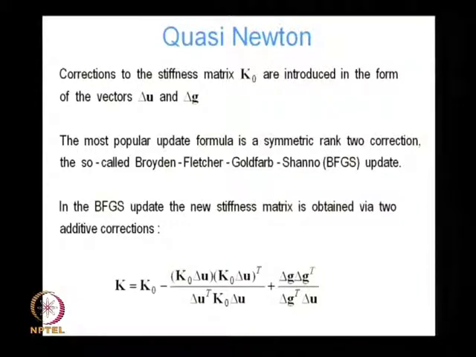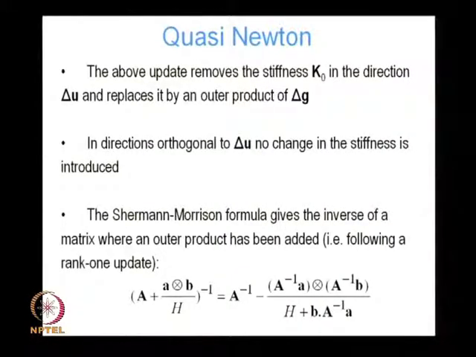Well, the saving is because of this very important formula which is known as the Sherman Morrison formula. The Sherman Morrison formula says that if I have an original matrix A and I update it like this, with A plus a tensor product B by H, then the inverse of my updated matrix can be written in terms of the inverse of my original matrix. So, what is the advantage? I do not have to invert this new n by n matrix anymore.